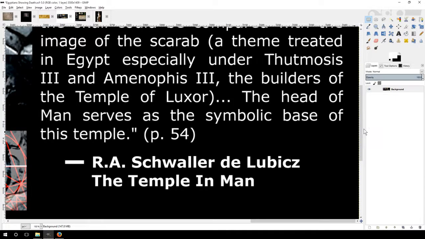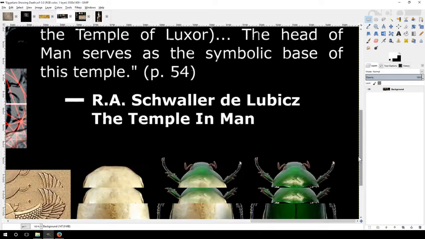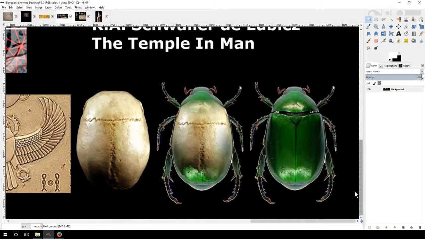This is R.A. Schwaller de Lubicz. Now let me show you some interesting things about the scarab beetle. Remember, he mentioned the sutures, right? So this would be a skull if you're looking at the skull from top down. And the sutures, this would be the front of the skull here, and this would be the rear. And you can see how they're similar to what we have right here.